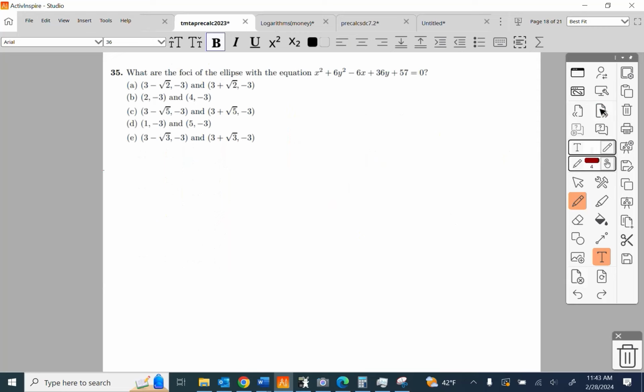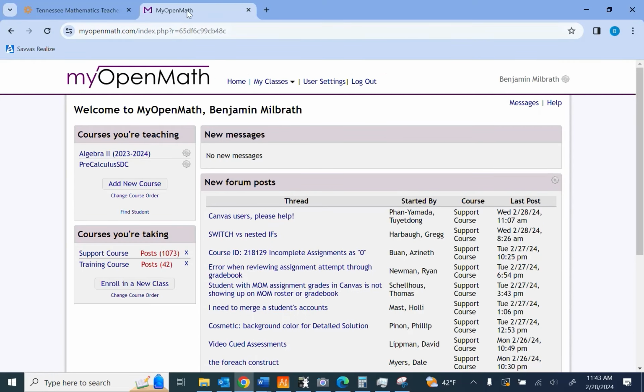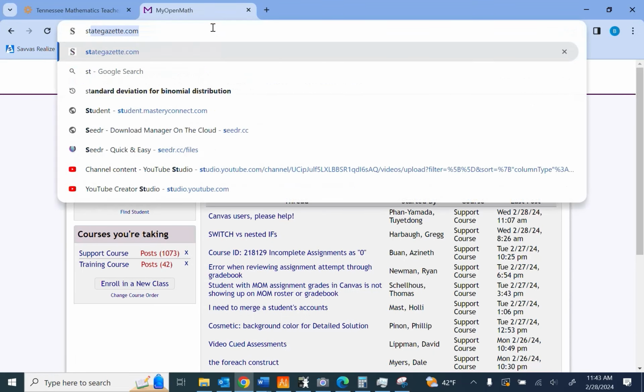What are the foci of the ellipse of this equation? Oh man, that's a brutal looking little thing, isn't it? You guys have no idea what to do on this one. And is there anything you could actually do on this one in a calculator that would enable you to cheat? Probably not. So just so you don't have to read my handwriting, let's go get the standard form of an ellipse.